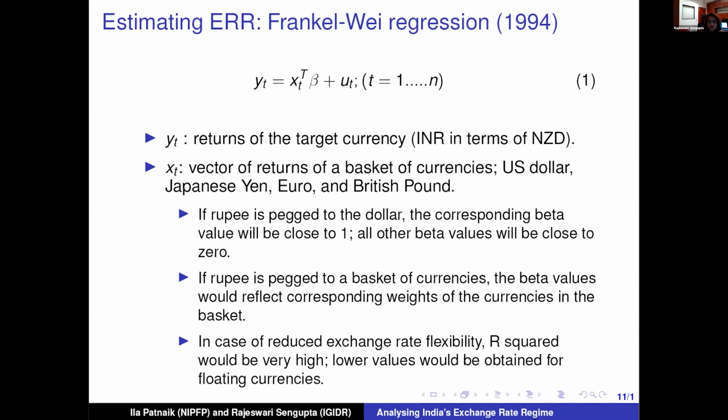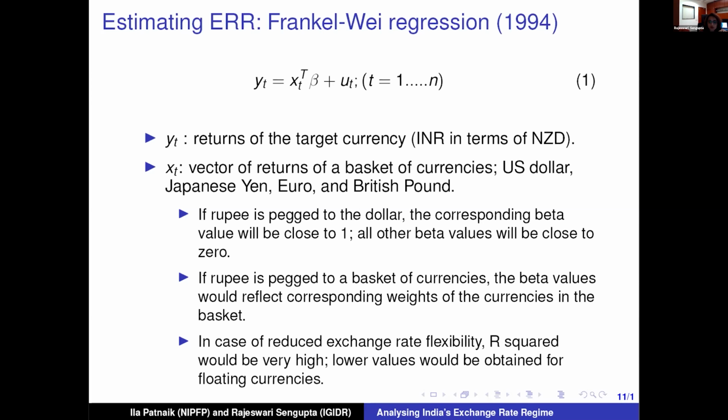On the other hand, if the rupee is pegged to this entire basket of currencies, then the beta values for each of these currencies would reflect the corresponding weight in the basket. And if the rupee is not pegged to any of these currencies, and is relatively in a floating regime, then all of these estimated beta coefficients will differ from 0, and they will end up reflecting the true trade and financial linkages of India with these countries. So that's how the beta value gets used to interpret the exchange rate regime.